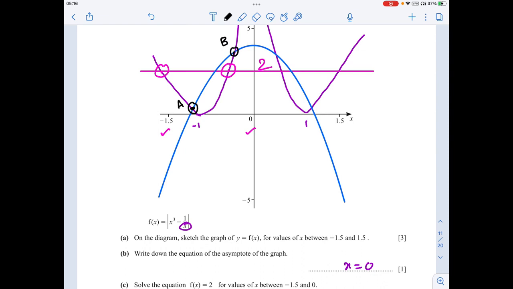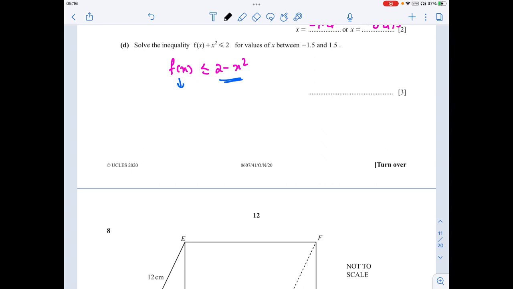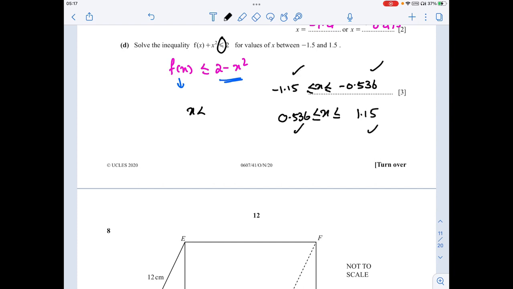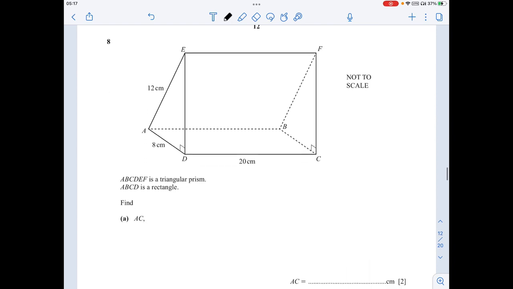Between point A and B, and also between point C and point D. So use the graphing calculator and get that one. I'm writing the answer over here. So x should be lying between minus 1.15 to minus 0.536. Use the same symbols, less than or equal to, and x should again be lying between, C and D is nothing but what, 0.536 and 1.15. It is the same symmetry, just opposite symbols. That's going to be the answer. Question number 8.